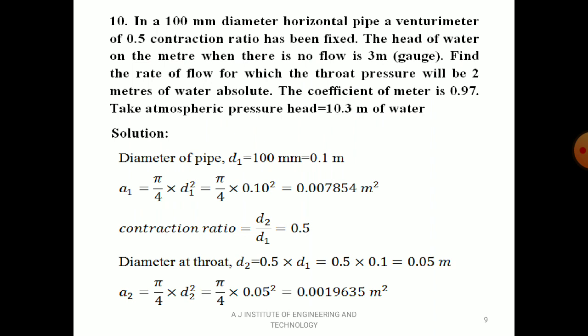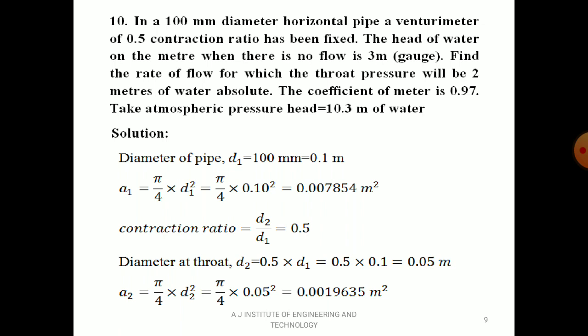Last problem. In a 100 mm diameter horizontal pipe, a venturimeter of 0.5 contraction ratio has been fixed. The head of water on the meter when there is no flow is 3 meter gauge. Find the rate of flow for which the throat pressure will be 2 meters of water absolute. The coefficient of the meter is 0.97. Take atmospheric pressure head equal to 10.3 meter of water.